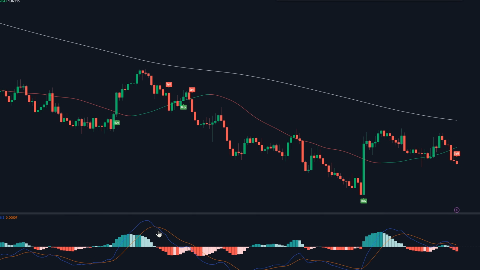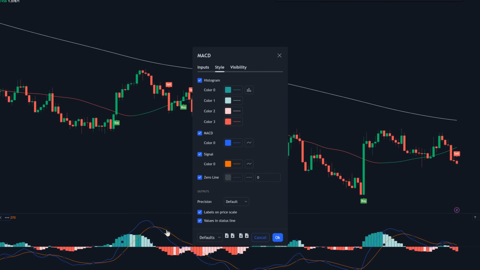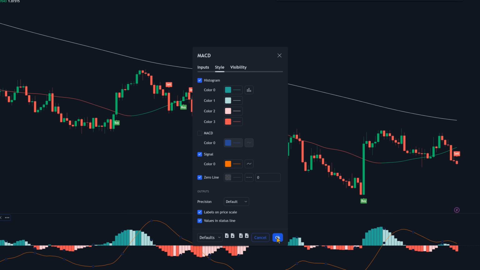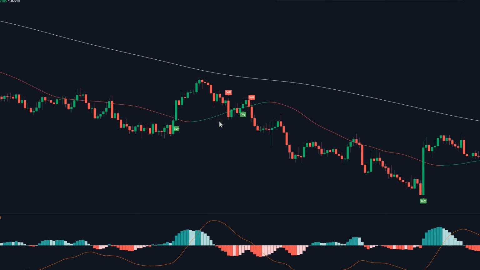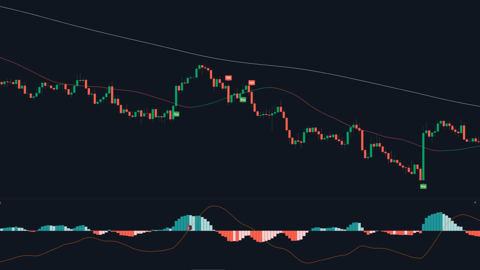For the MACD indicator, double-click on it to access the settings. In the Style tab, deselect the MACD line option, then click OK. The chandelier exit indicator is going to be giving us the buy and sell entry signals. When it says buy, we're going to buy. When it says sell, we're going to sell. The AI Trend Navigator is going to be used for long-term trend confirmations as well as to identify pullbacks in the market for us to use to enter long and short positions. And then the MACD is going to be used to ensure that there is enough bullish and bearish momentum in the market before we enter any positions.